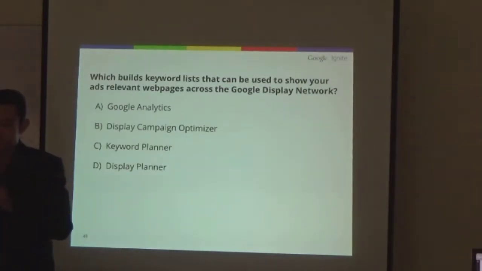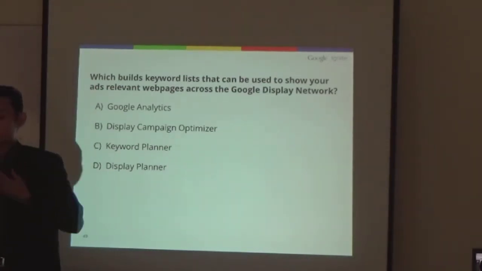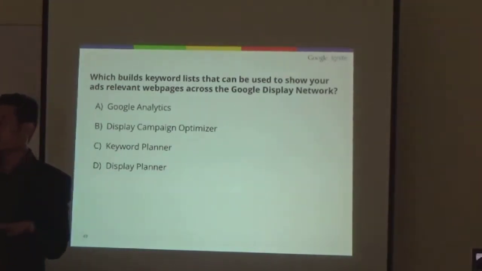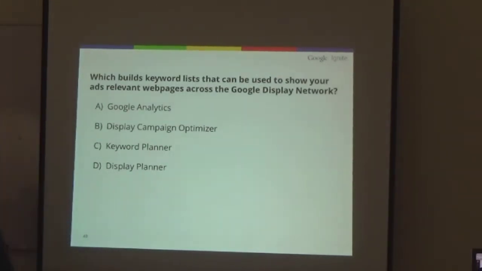Next question over here. Which builds keyword lists that can be used to show your ads on relevant web pages across GDN? Is it Google Analytics? False. How about Display Campaign Optimizer? Now this is something that I have not talked about. It was definitely not used to build keyword lists. How about C, Keyword Planner? Careful, don't choose Keyword Planner. The right answer is Display Planner.